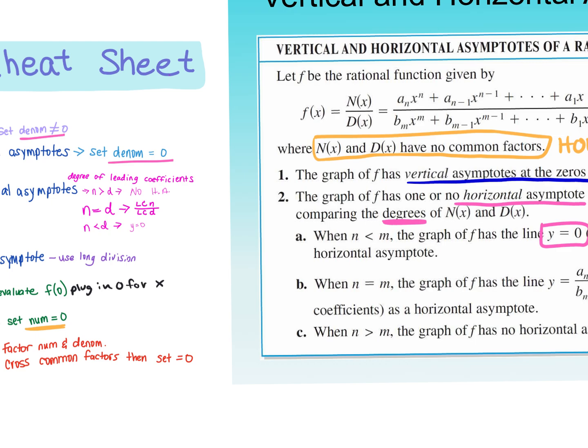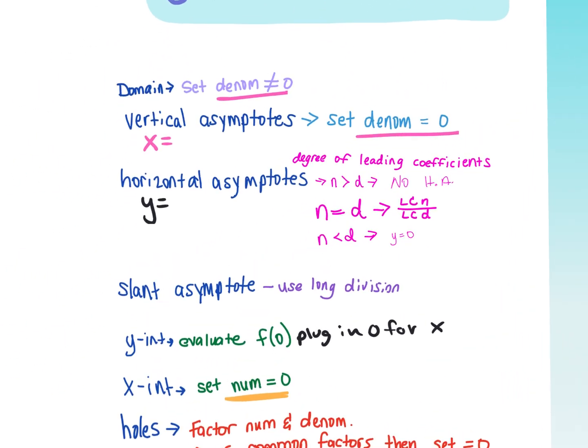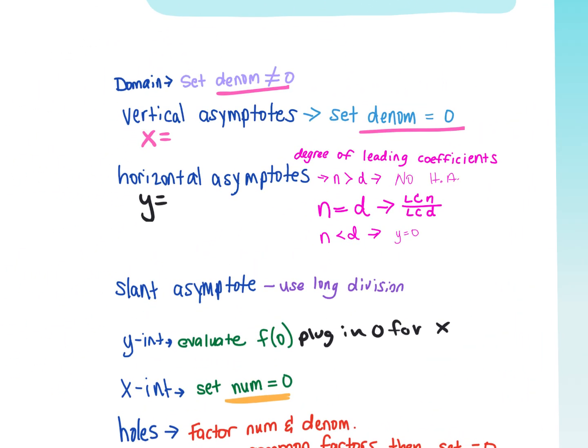So on Canvas, there's a cheat sheet. It's got everything that we're going to need for our rational functions. To find the domain, we set the denominator not equal to 0. Vertical asymptotes, we set the denominator equal to 0. So domain and vertical asymptotes kind of go hand in hand. These are going to be the same values.